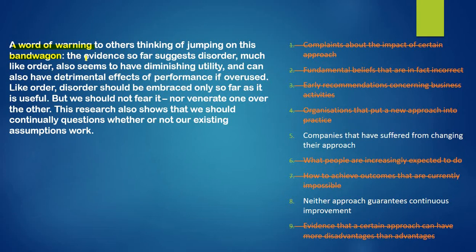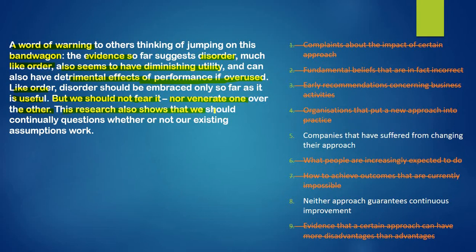The evidence so far suggests disorder, much like order, also seems to have diminishing utility. So this means that both order and disorder can have diminishing effects and can also have detrimental effects on performance if overused. Like order, disorder should be embraced only so far as it is useful. So this means that both order and disorder are somehow equal in causing disadvantages. But we should not fear it, nor venerate one over the other. We should not prefer one over the other.